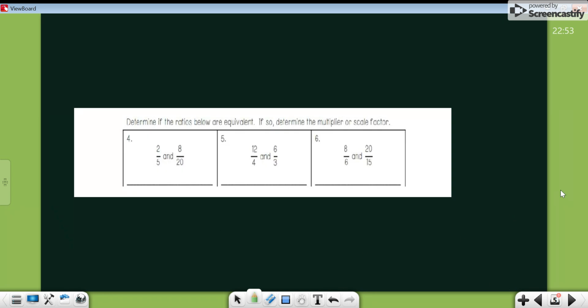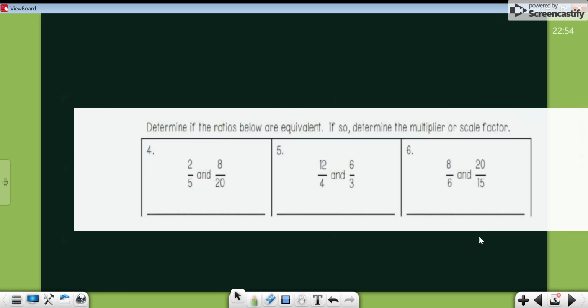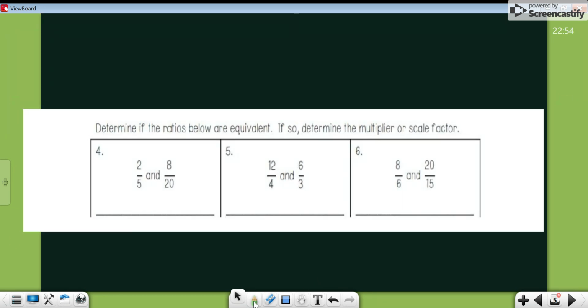Now we're going to see if these ratios are equivalent. Remember, I mentioned to you that you can butterfly. And so let's make this a little bigger. And I'm going to butterfly these 2 fractions. 2 times 20 is 40. 8 times 5 is 40. So these are equivalent.